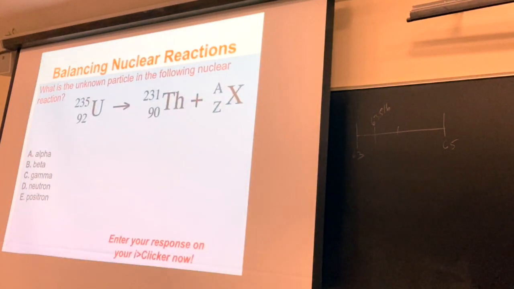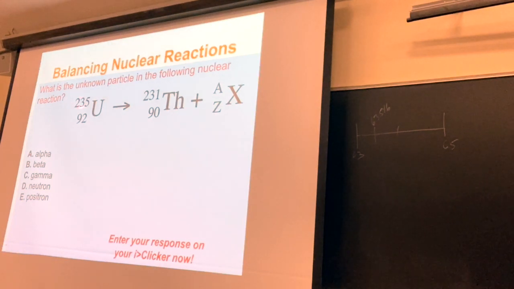So let's say that we have this kind of reaction. This is a uranium-235 breaking down to a thorium-231. And we want to know what the missing particle is right here. Well, what I would do in a problem like this is first figure out what the symbols are, all right? So 92 equals 90 plus Z. What do you think the number Z is going to be? 2, that's right. And I would do the same thing on the top, although you probably figure it out now.